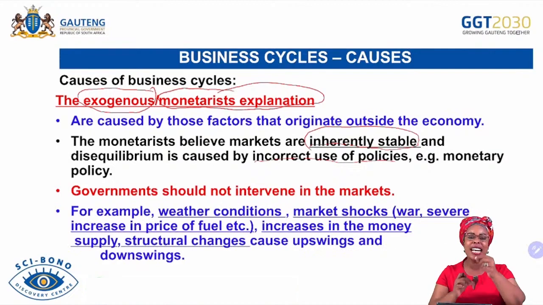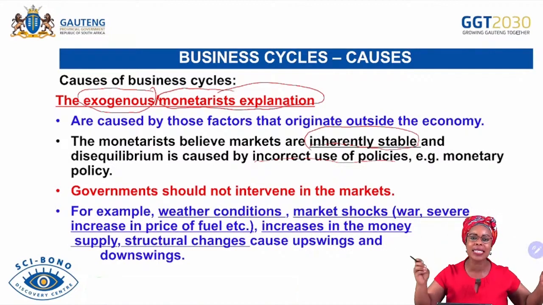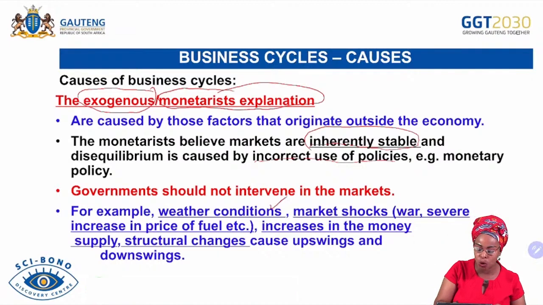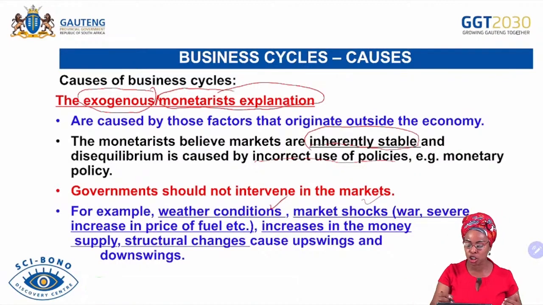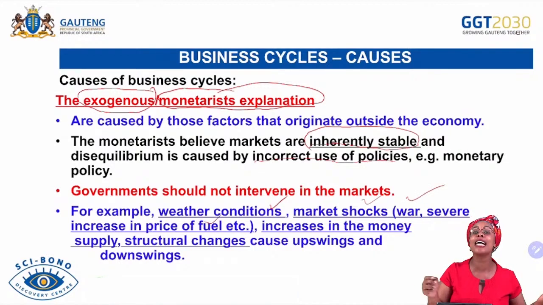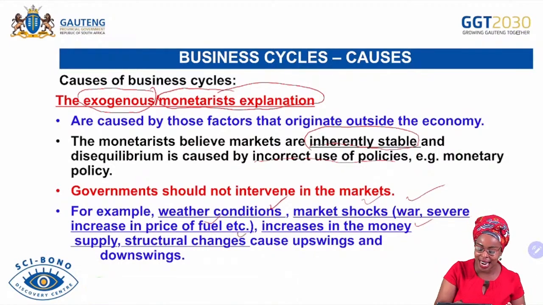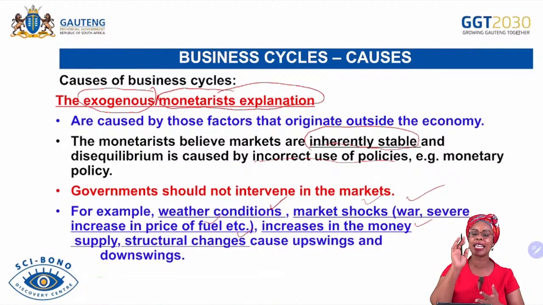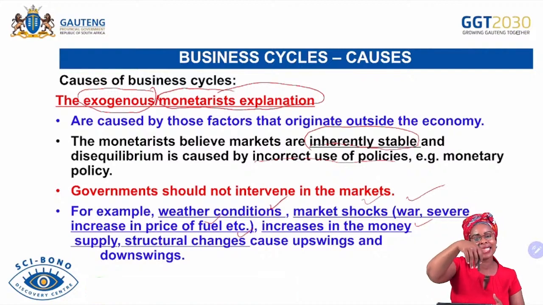These exogenous factors that I mentioned that are outside of the economy can be weather conditions, can be market shocks such as war, such as severe increase in the price of fuel, such as an increase in the money supply in the economy, such as structural causes. They can cause upswings and downswings.